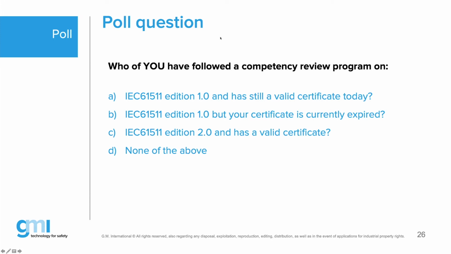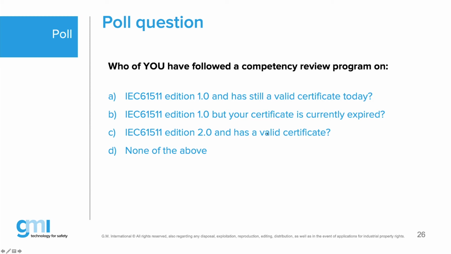The poll question is, who of you listening today has followed a competency review program on edition 1 and still has today a valid certificate? That means a personal certificate to prove that you are competent in edition 1. Same question here, who of you have followed edition 1 but your certificate is currently expired? This is often seen, people forget to renew.